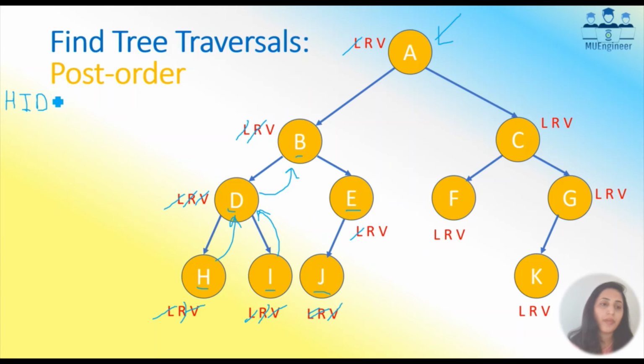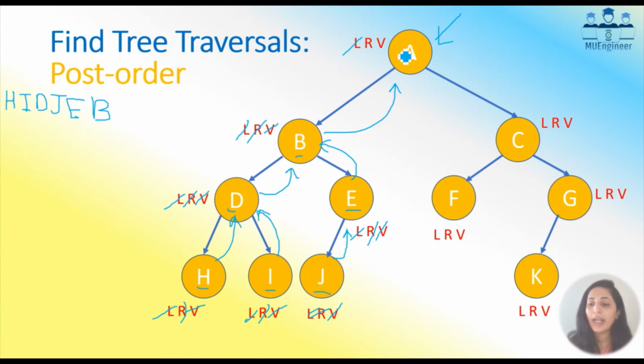Now I will visit the node J. After done with J, I go back to E. E says you go to right, but nothing on right. So then it says visit the node E. So now I am visiting the node E. After done with E, I'm going back to B. B says, okay, now you visit B. So now I visited B. I'm done with all the operations, then I go back to my parent.